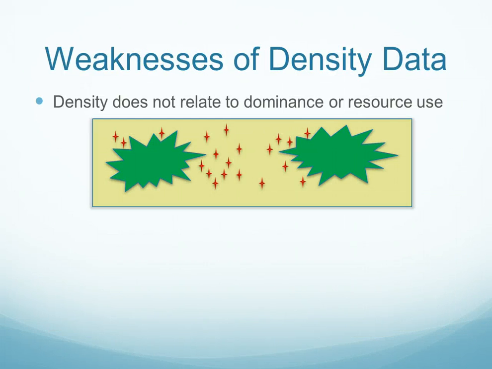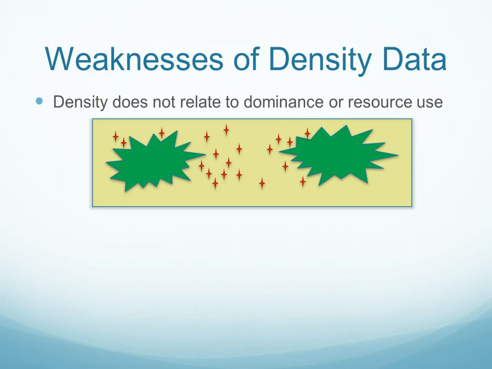Some of the weaknesses of density data, the primary one is that density does not relate to dominance or importance, because it doesn't clearly reflect resource use. In this schematic, we're looking at a quadrat that has two individuals of a green species. They tend to be quite large individuals and probably use quite a bit of resources, say water and nutrients. And there's also 20 individuals of a very small species. Those are the red individuals.